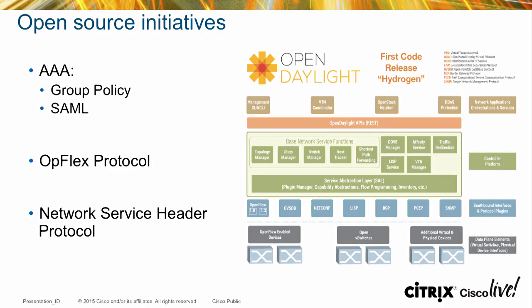So what are a couple of open source initiatives, things that we've been working on? For AAA, we have integrations with SAML as well as group policy, so we're able to push policy and whatnot. The OpFlex protocol: a lot of people might not know that Citrix and Cisco are co-authors of the OpFlex protocol. Next coming up, something we're working on with Cisco is the network service header. That is something that's been talked about, and it's in the works as well. We're also co-authors of that.